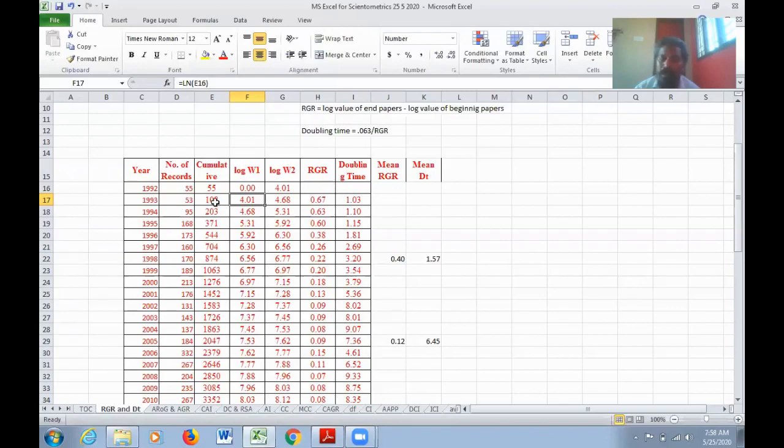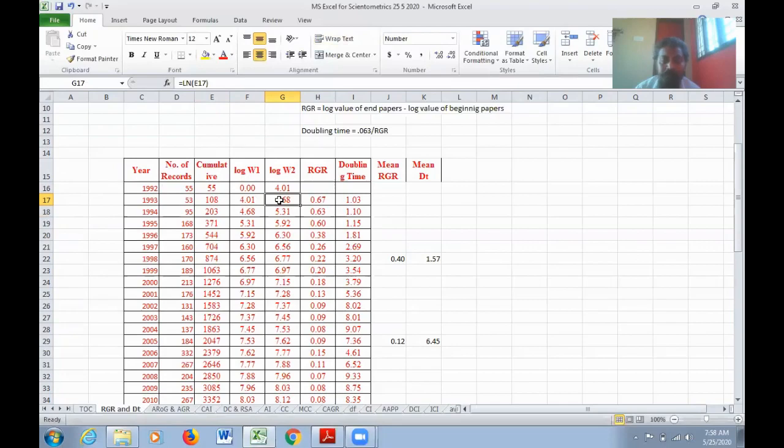Total output at the end of 1993 is equal to what was published before plus what was published in 1993. Fine. So for the initial value, I did the same thing, the same as I got for D16. And log 2 stands for E17. E17 is, this is E and this is 17. E17 for 108. Fine, it's a log value.